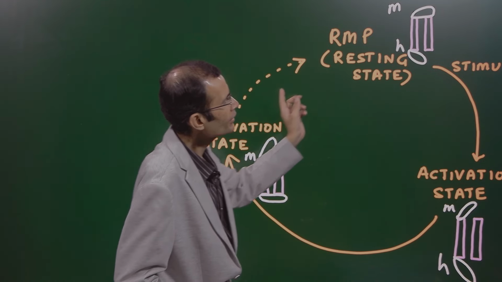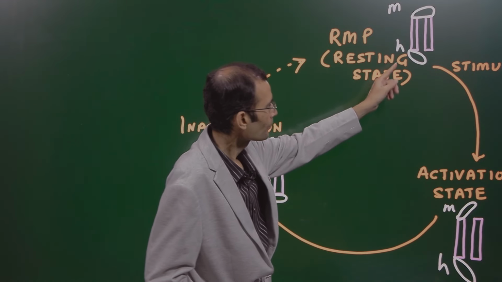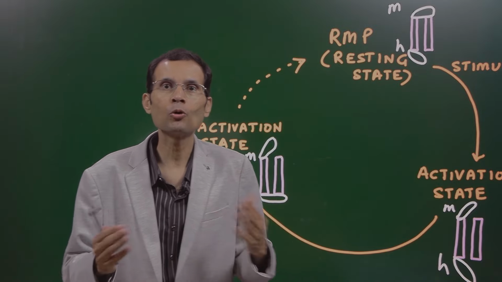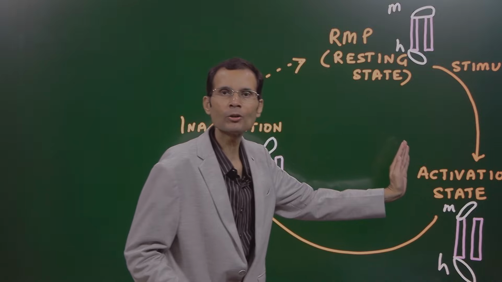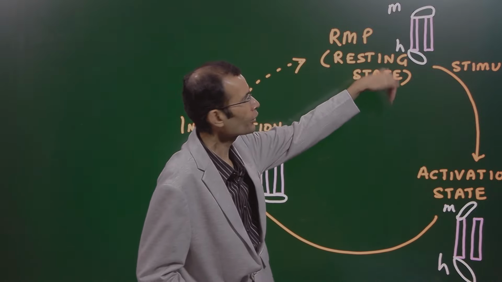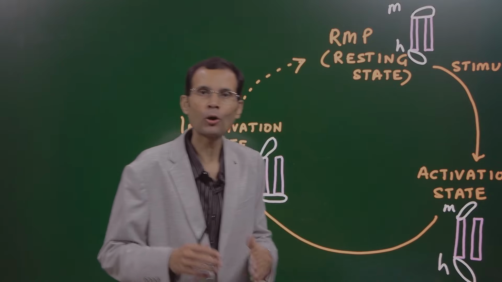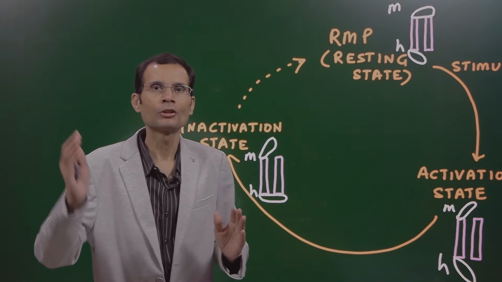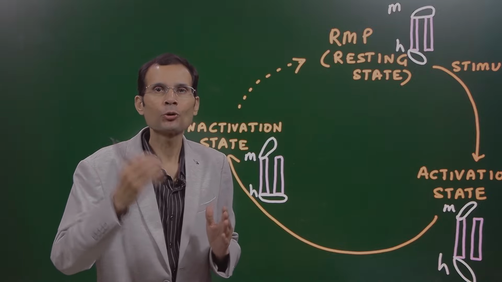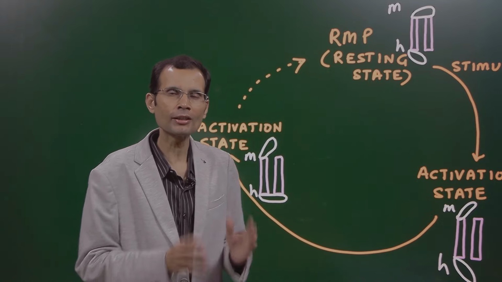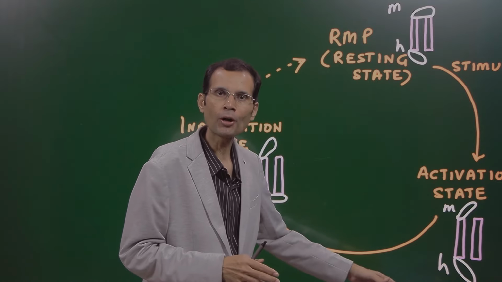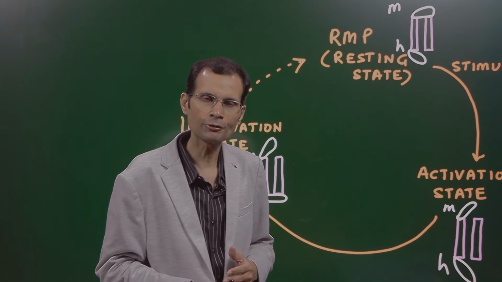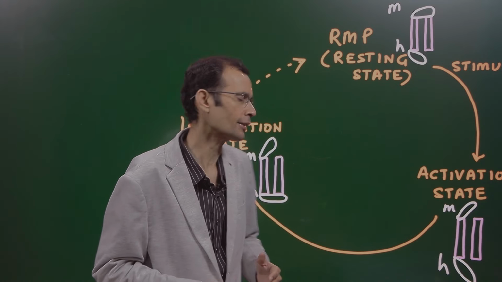Fine. Then as the stimulus is applied, sodium channels will be activated. They will open, meaning the M gate will open. H gate was already open, and now the M gate is also open. That means the channel is completely open, so sodium influx will happen. Sodium influx means depolarization, and at one point an action potential is generated, and then it will be propagated through the nerve. That is how the sensations will be felt.